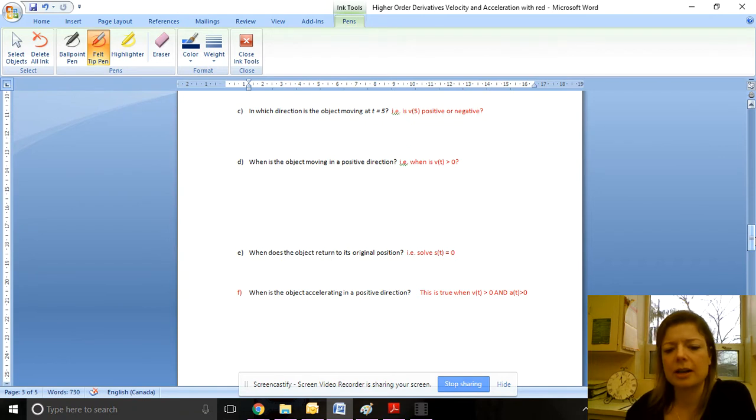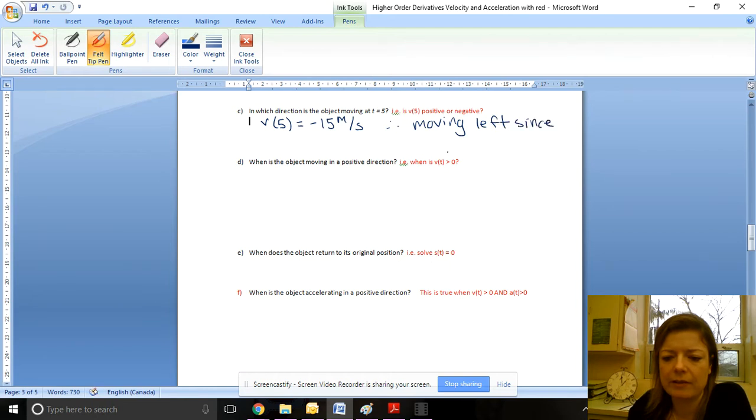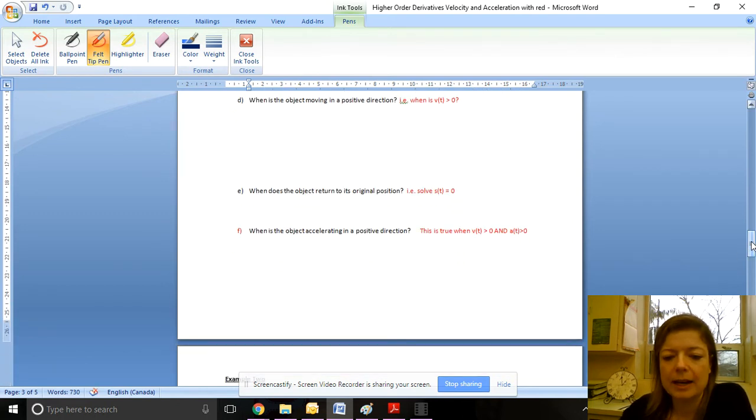In which direction is the object moving at t = 5? To answer this question, we just find v(5). If the velocity is positive, it's moving to the right, and if the velocity is negative, it's moving to the left. So v(5) ends up being -15 meters per second. Therefore, it's moving to the left, since v(5) is negative.